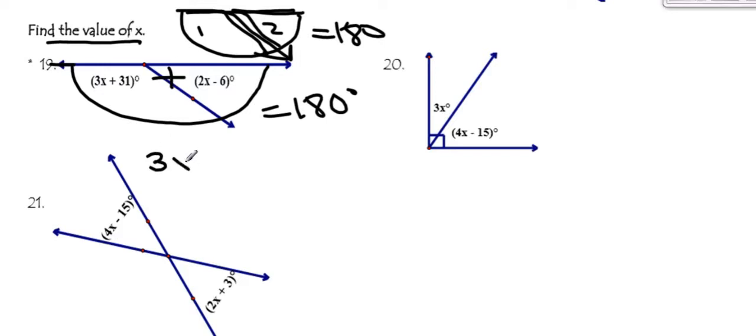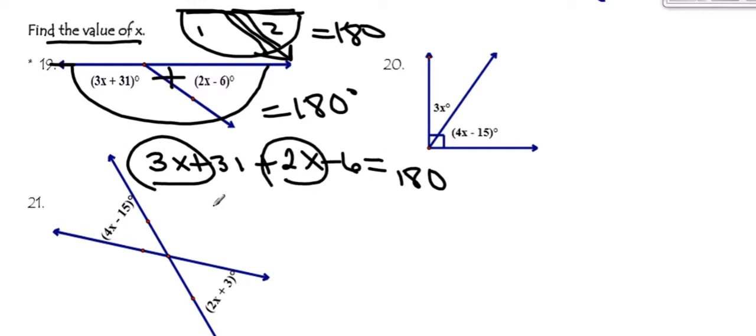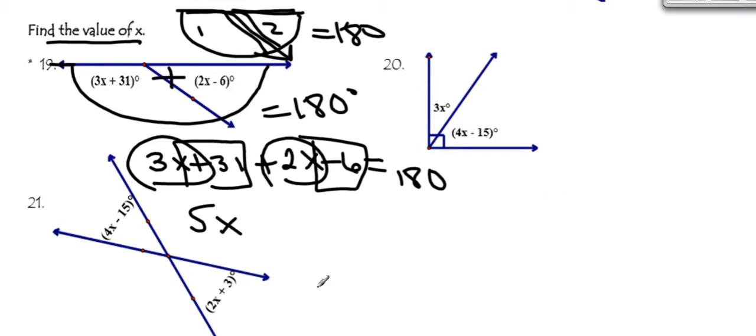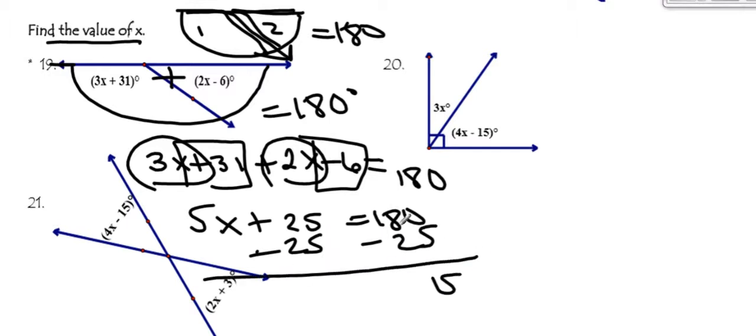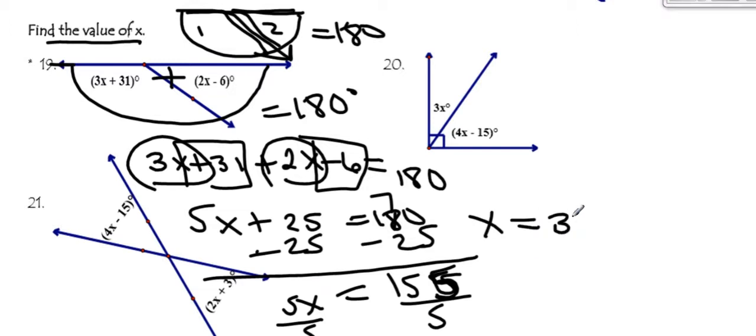Their sum, 3x plus 31 plus 2x minus 6 equals 180 degrees. We're going to combine our like terms. 3x and 2x is 5x, a positive 31, and a negative 6. That's just like saying 31 minus 6, which is still a positive 25, equals 180. Subtract 25 from both sides. So I get 155 equals 5x. I'm going to divide by 5 on both sides. So I get x equals 31.